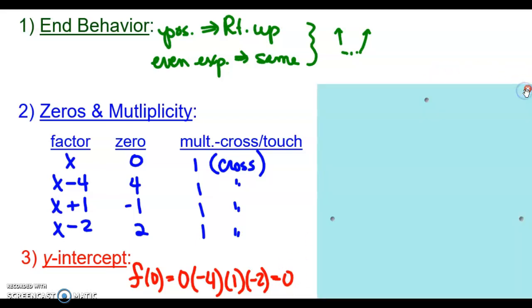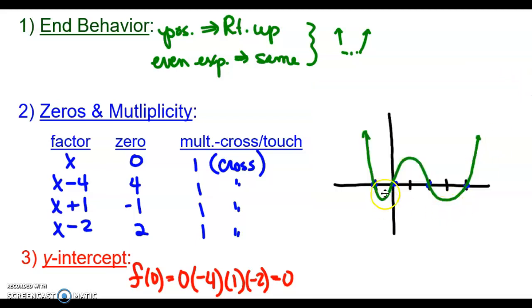Putting this all together, if I can close that, there we go. We're going to have at -1, at 0, at 2, and at 4, matching my zeros here, we're going to have x-intercepts. We know the left and right side both go up, and we know it's crossing at each of those, so we just kind of get this odd-shaped W. Let's look at one more.